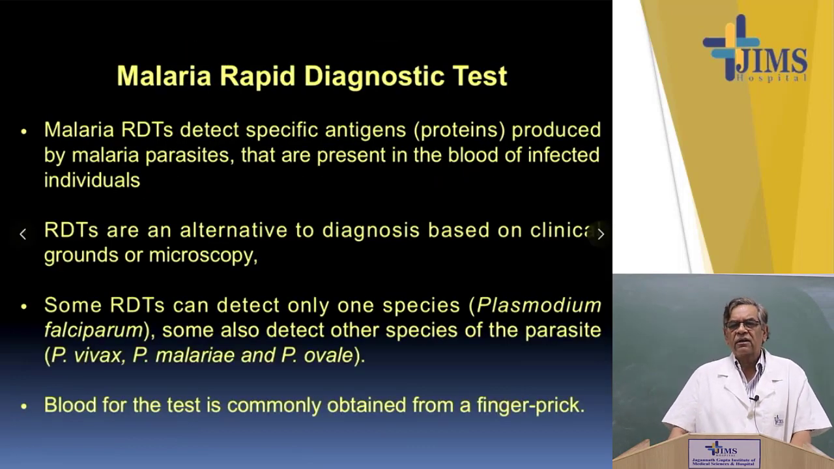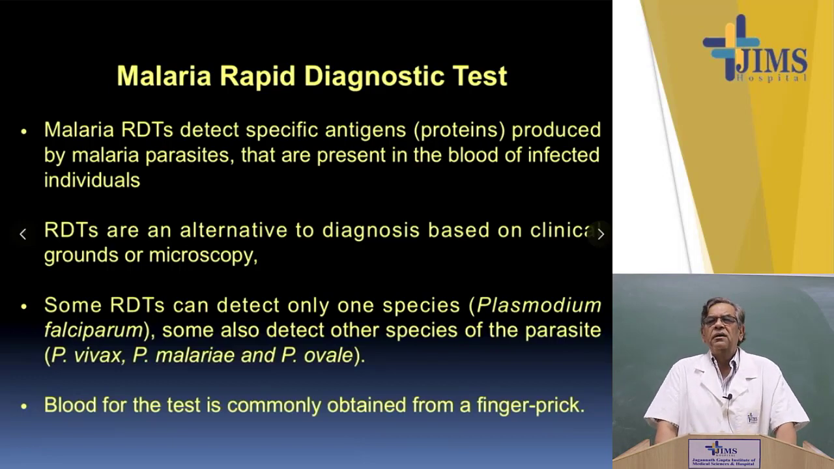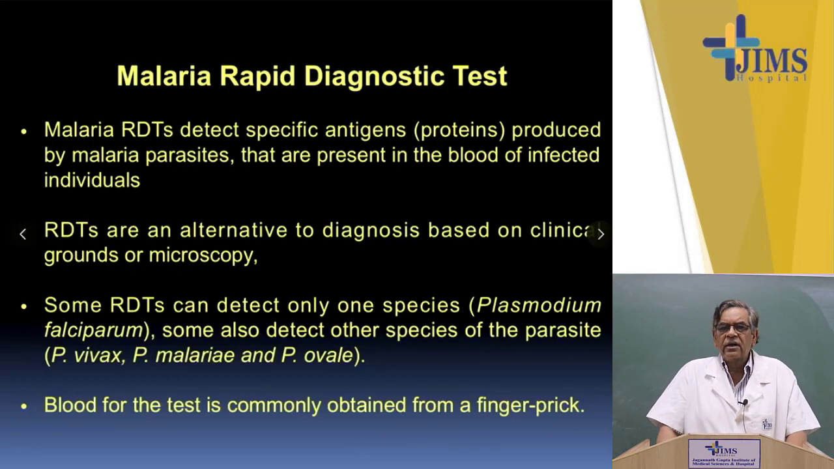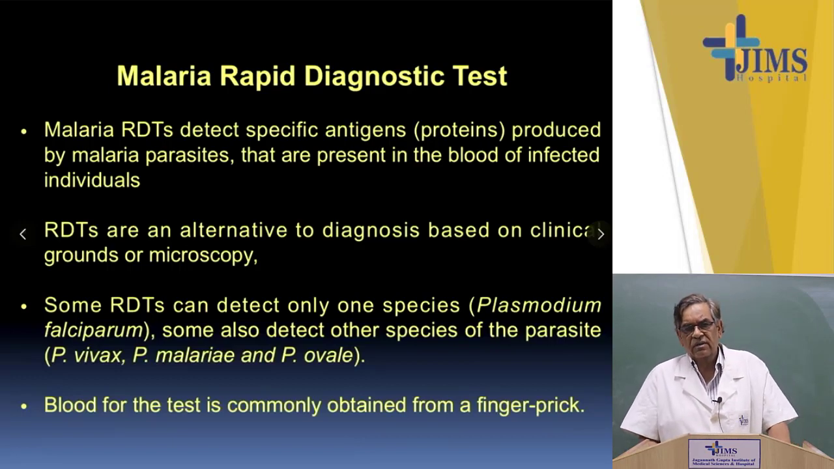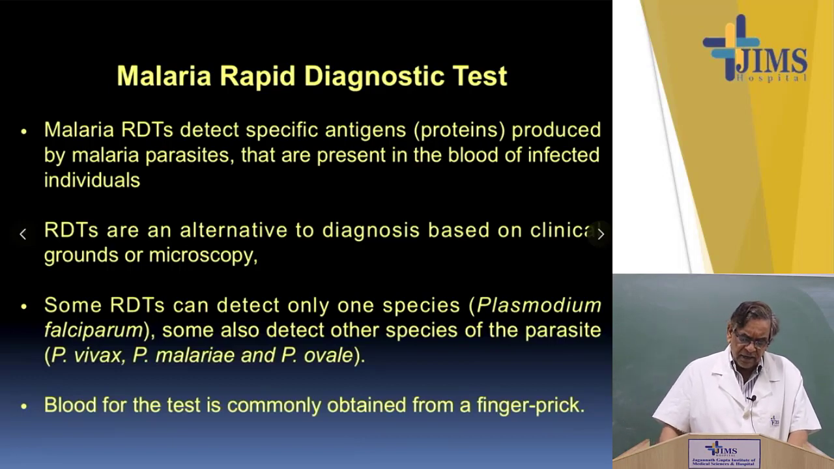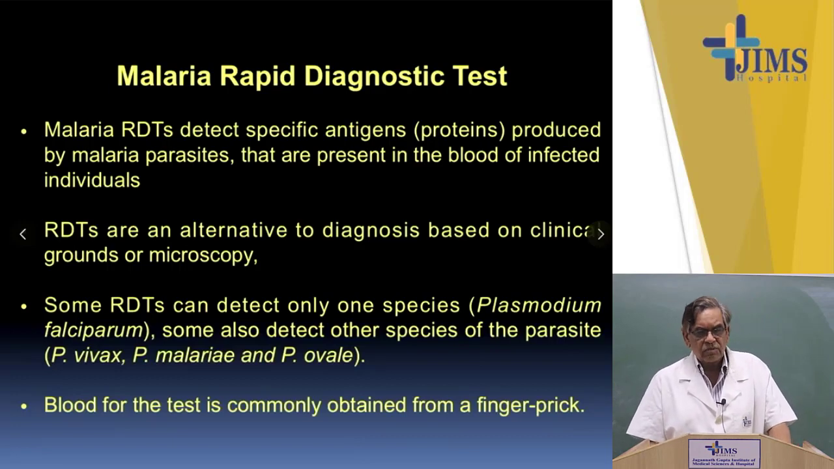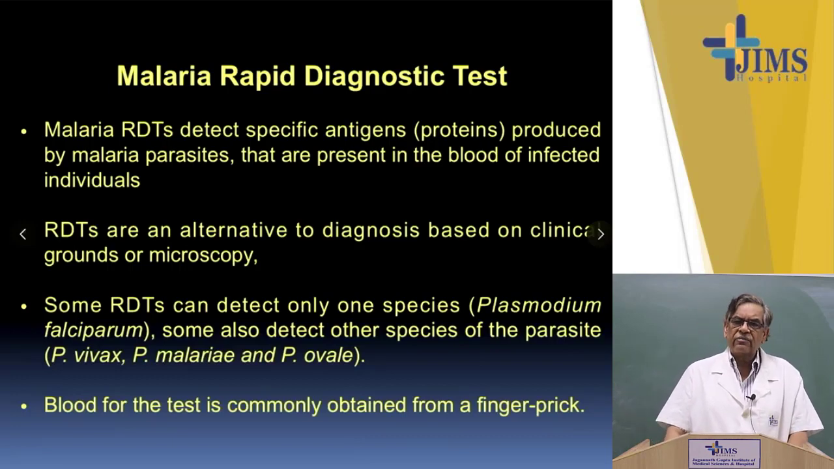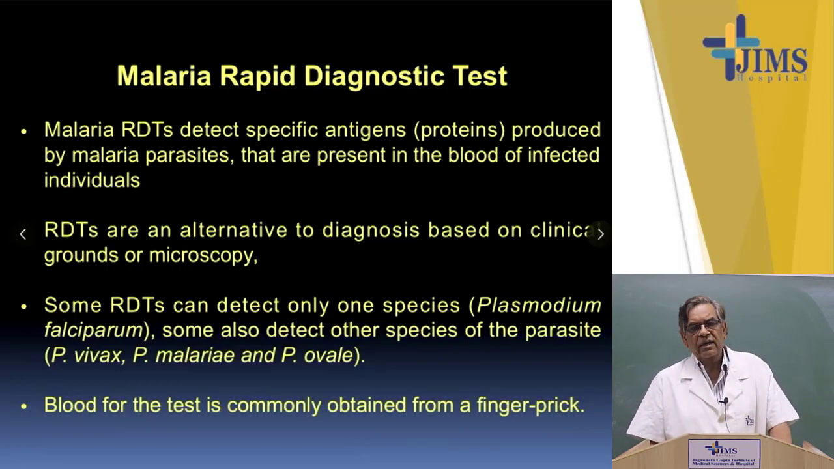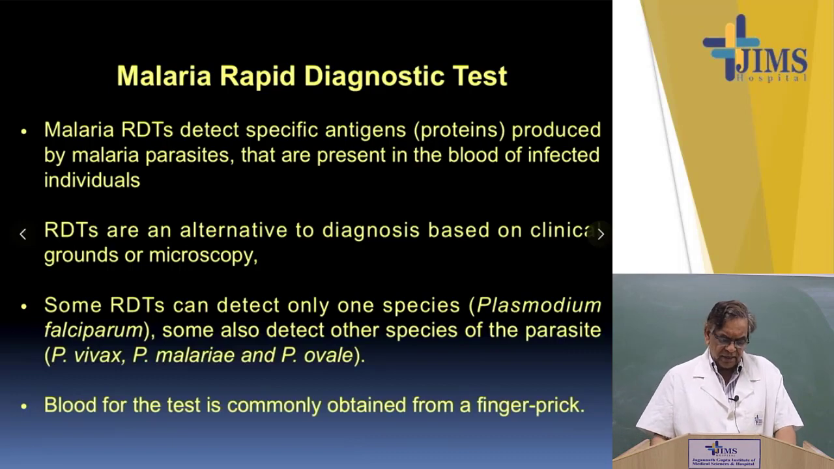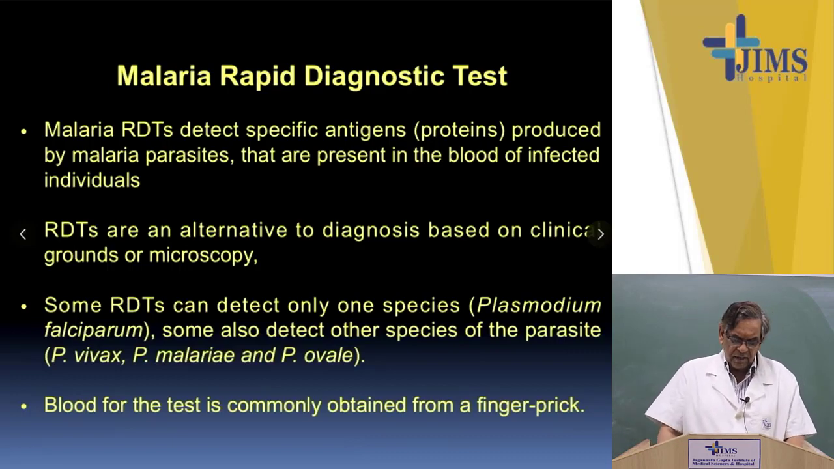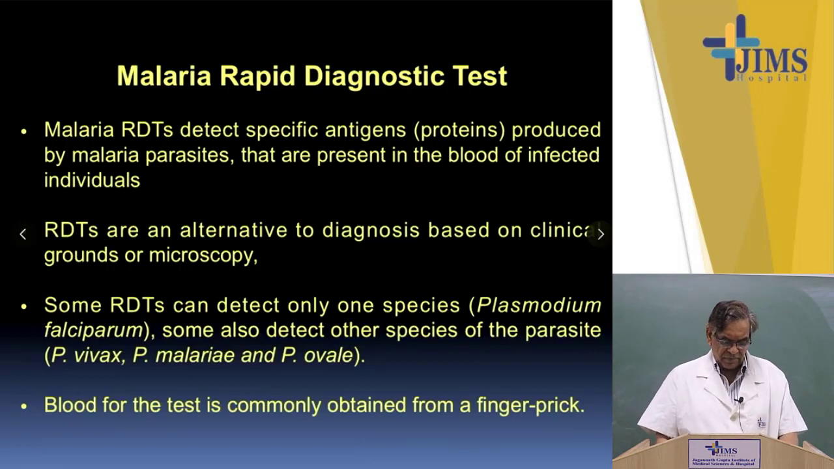So what are the malaria rapid diagnostic tests? Earlier we used to have only the malaria rapid diagnostic test for PF, the P. falciparum antigen test. Now we have dual tests, that means P. falciparum as well as P. vivax antigen tests. Malaria RDTs detect specific antigens or proteins produced by malaria parasites that are present in the blood of infected individuals. They are an alternative to diagnosis based on clinical grounds or microscopy. Some RDTs can detect only one species, P. falciparum. Some can also detect other species, P. vivax. Blood for the test is commonly obtained from a finger prick.